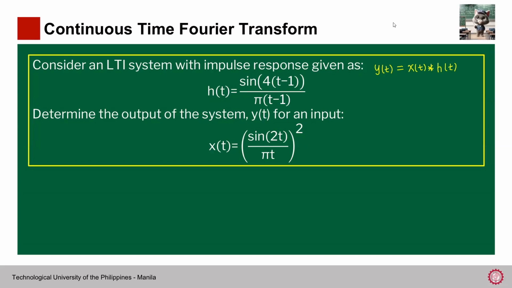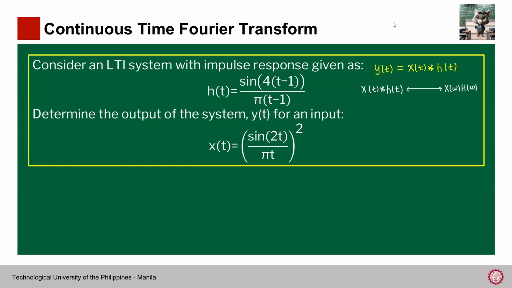So instead, we'll be using the property. Meron kasi tayong property sa Fourier transform. Let's say we want to solve for x of t convolution kay h of t. This is the convolution property of the Fourier transform. The convolution in the time domain is actually equal sa multiplication in the frequency domain. So it's just X of omega multiplied by H of omega.